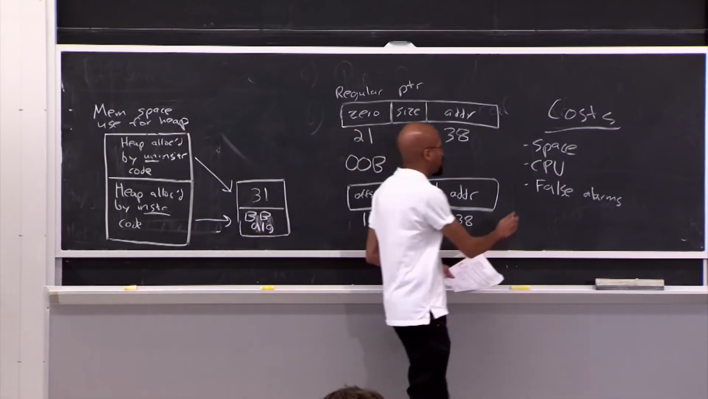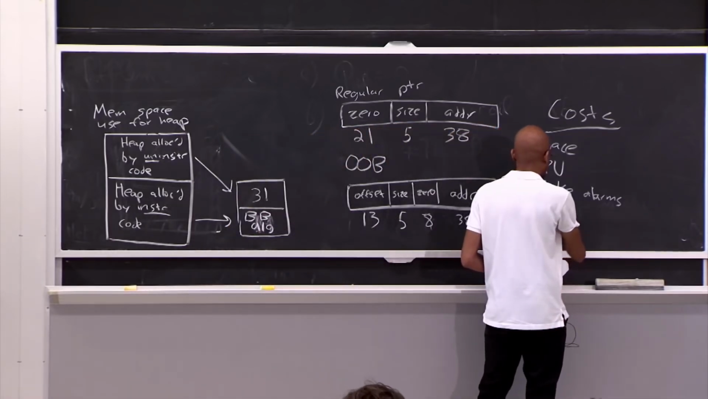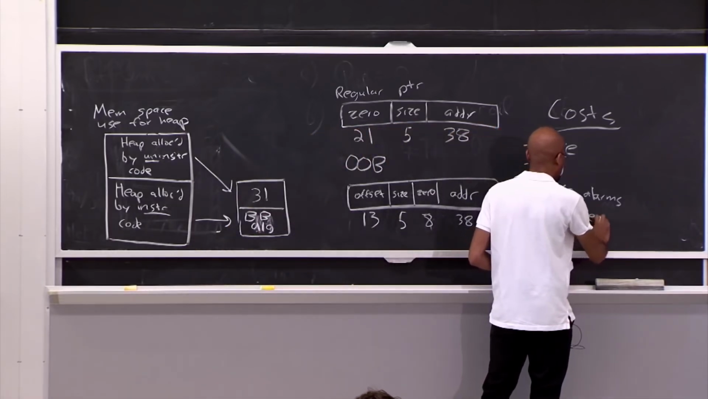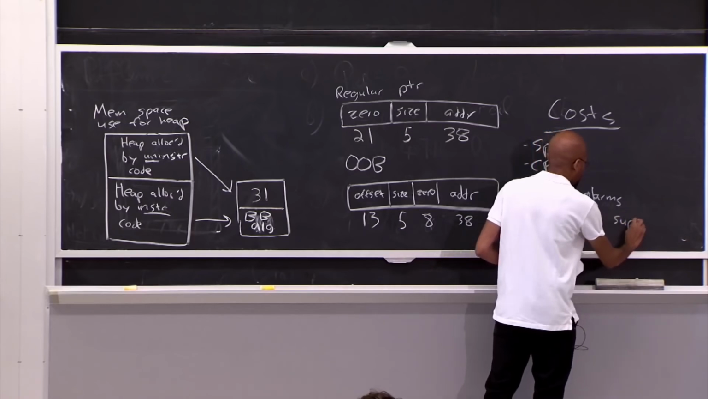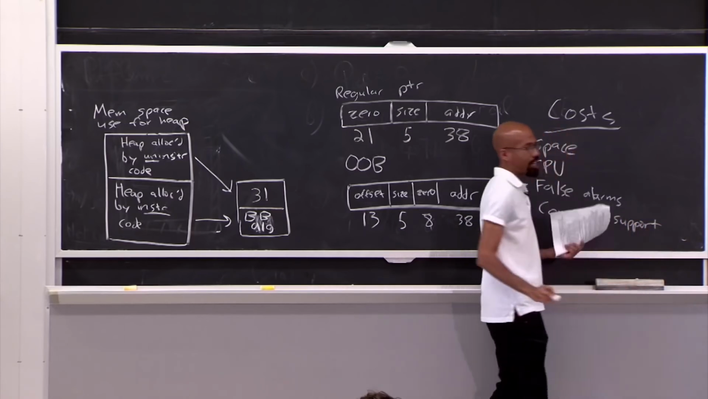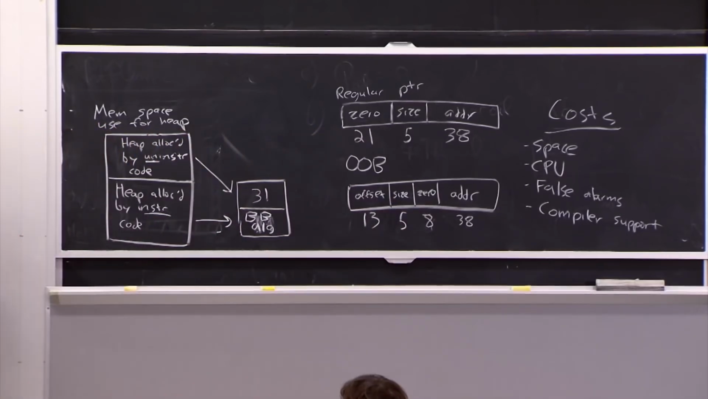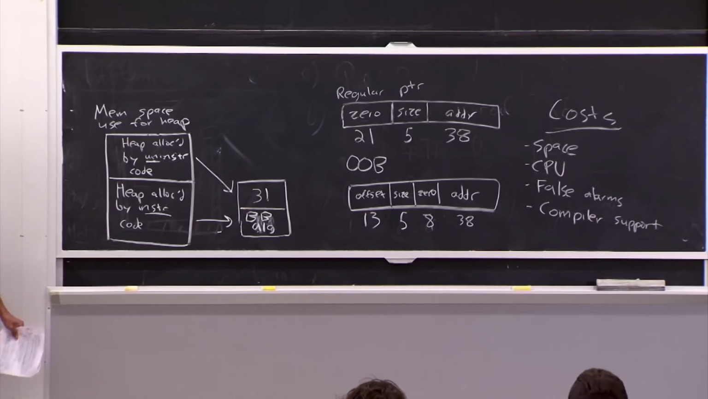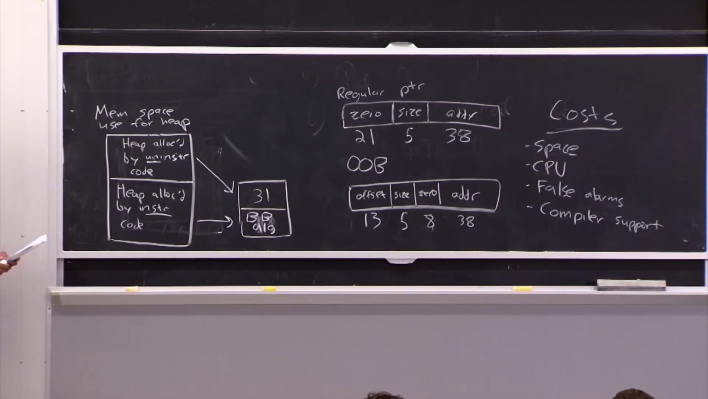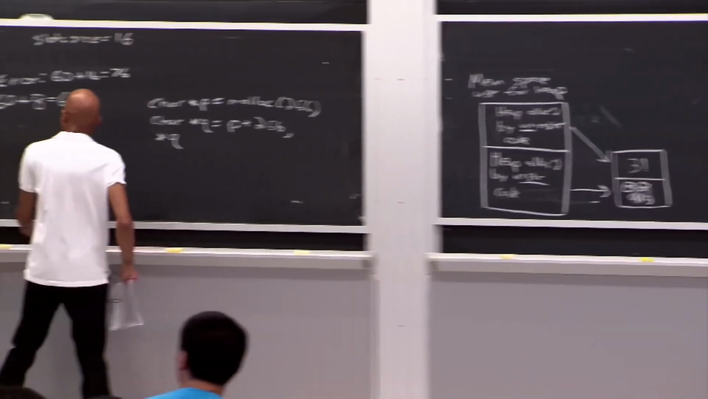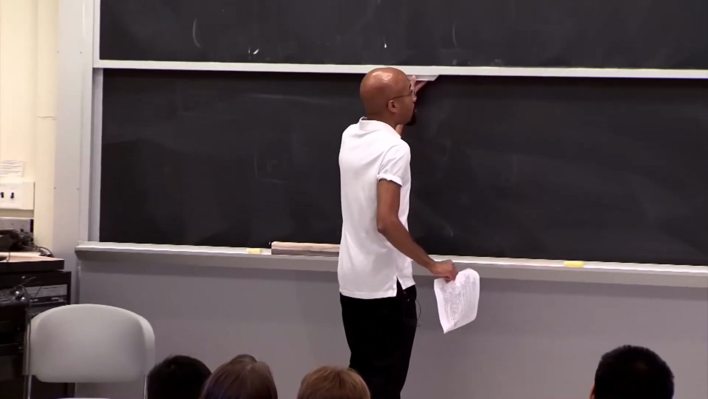And the other cost that you have for this, finally, is that you need compiler support, right, which can actually end up being non-trivial because you have to go in there and add all the instrumentation for all the pointer checks and so on and so forth. So those are basically the costs of these bounds checking approaches. So that concludes the discussion of baggy bounds.